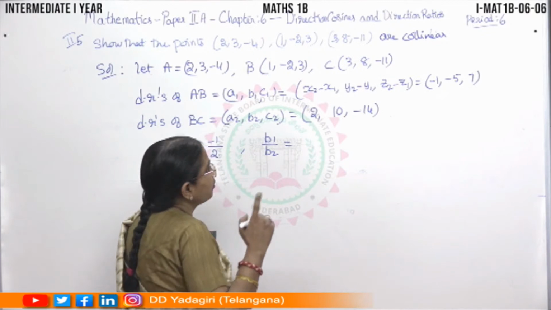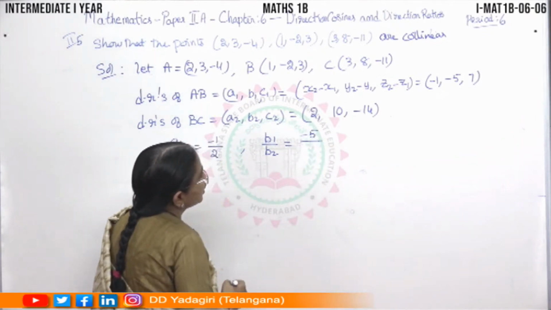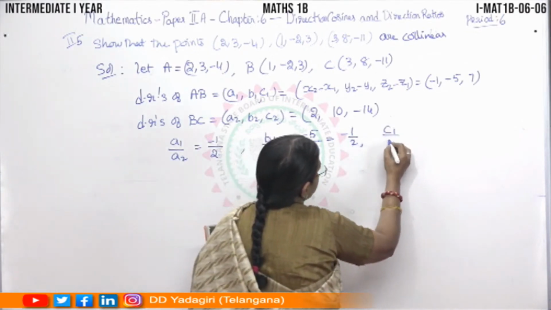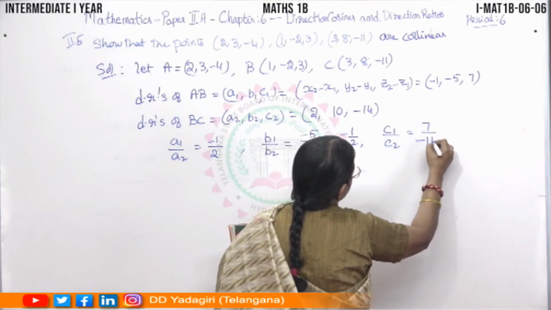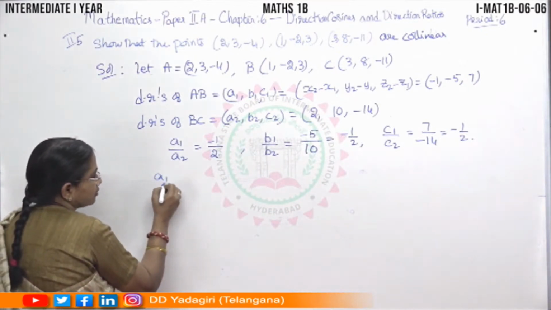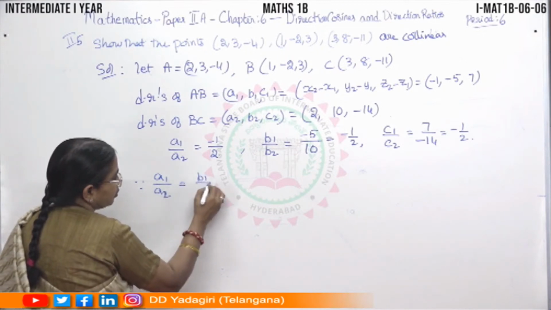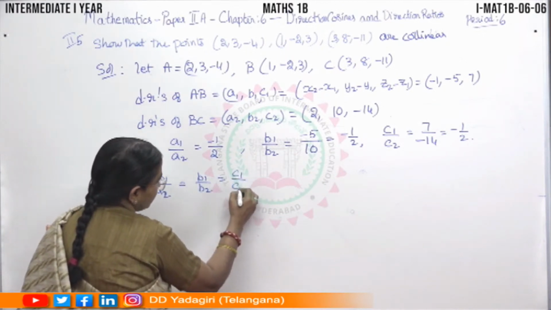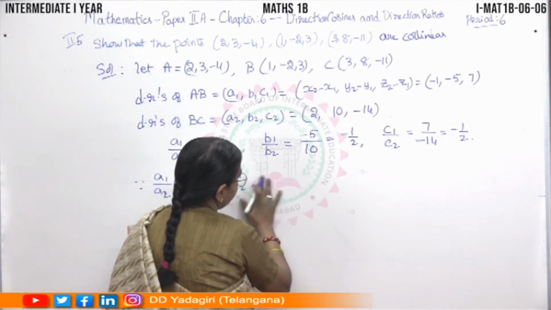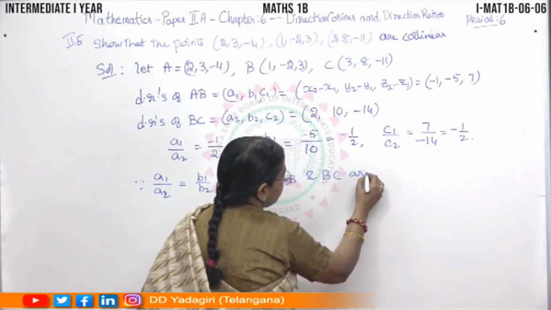If all the 3 are equal, then they are parallel. We proved this property while deriving the angle between the lines. So minus 5 by 10 is the same as minus 1 by 2. Now C1 by C2 is 7 by minus 14, that is minus 1 by 2. So you can see all are equal. So since A1 by A2 is equal to B1 by B2 is equal to C1 by C2, the lines, actually it should be AB and BC. So AB and BC are parallel.